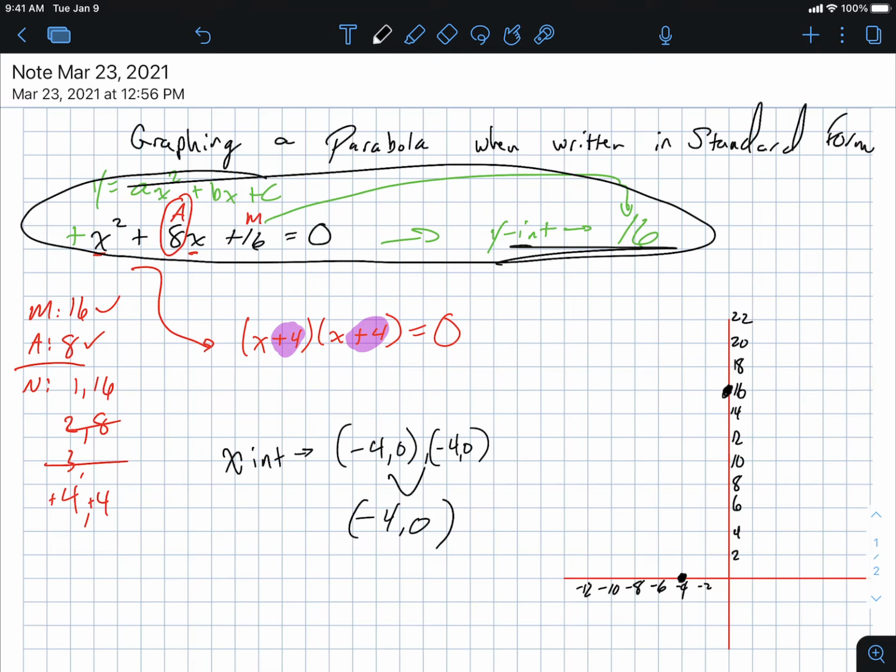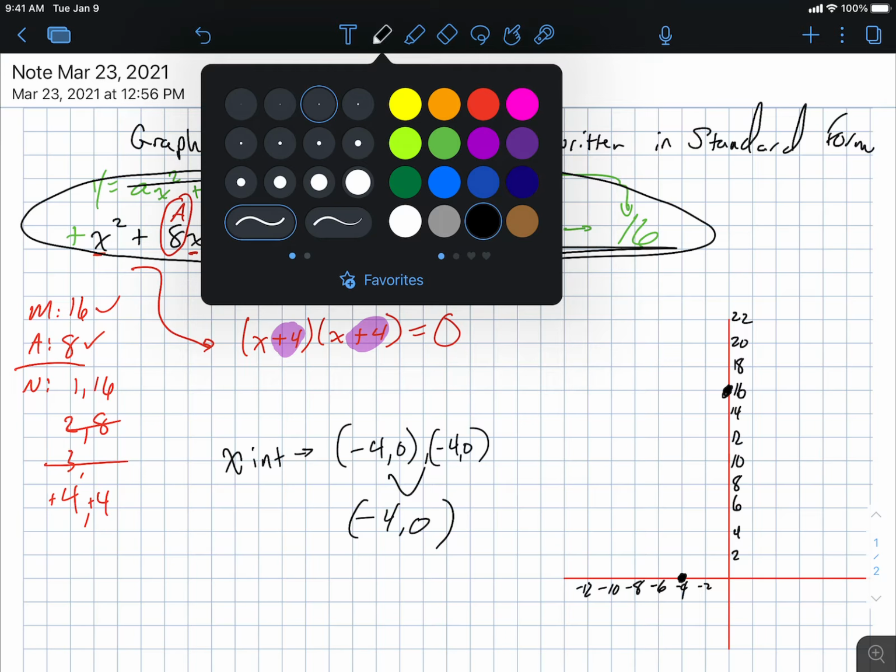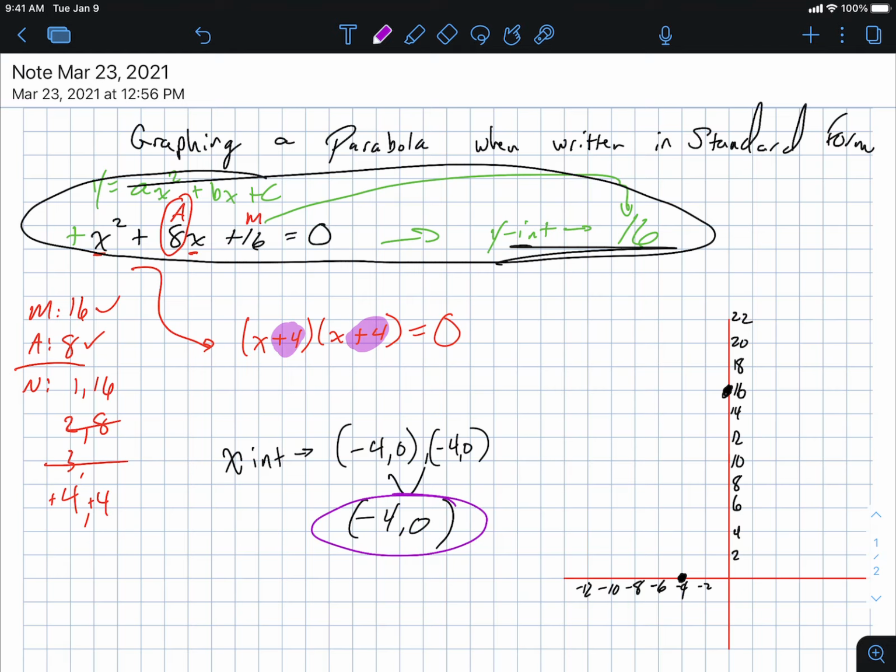Because I only have one, and I know this is a hard question, this is actually our vertex for this question. It's a unique situation where we only have one x-intercept, right? This makes this the vertex.